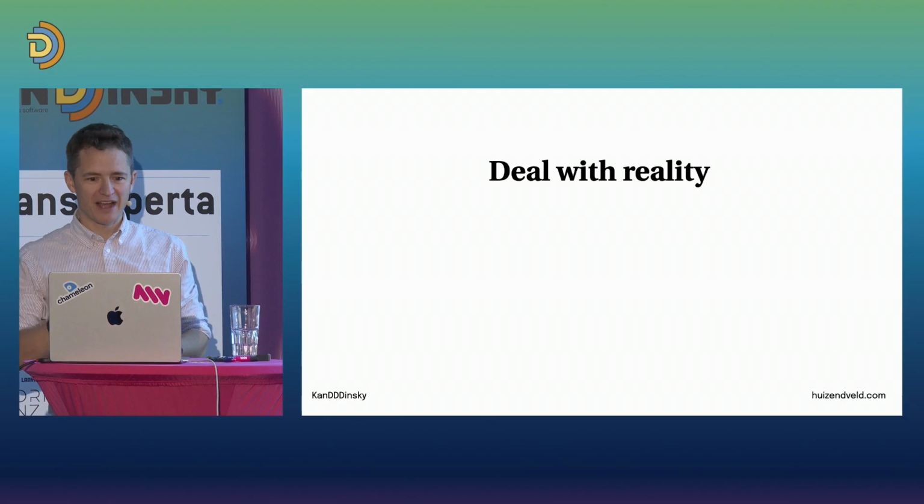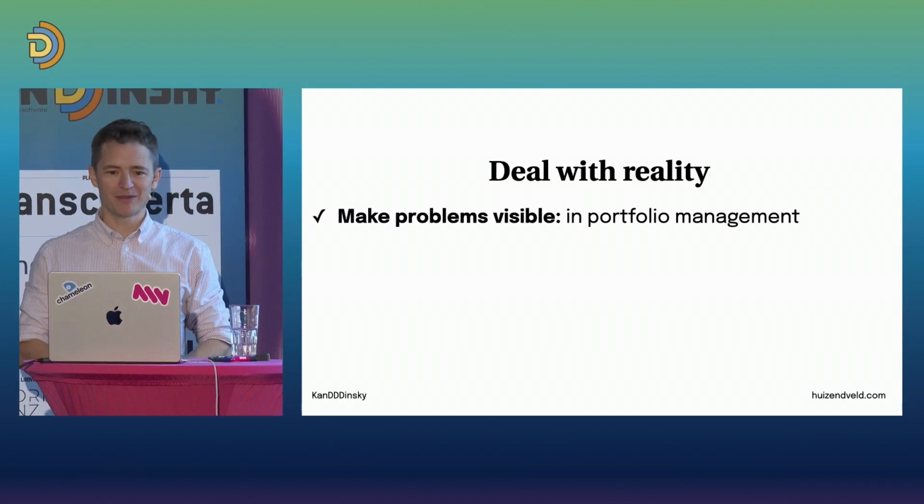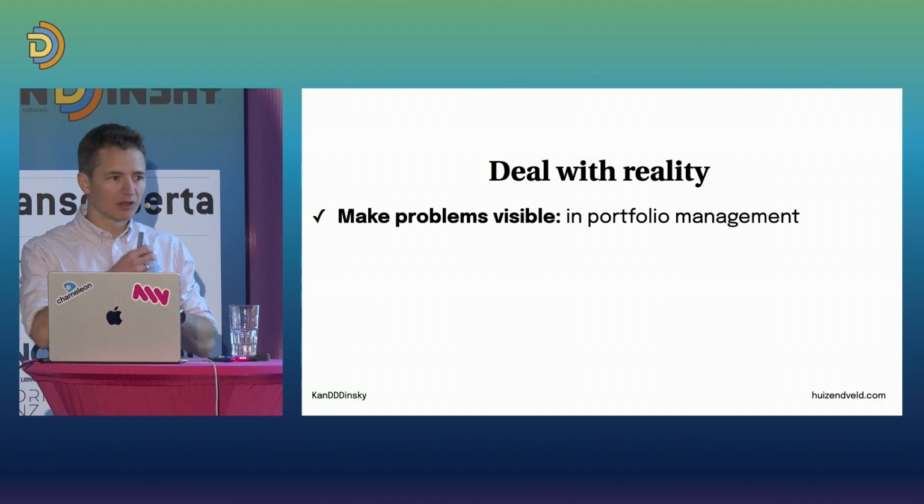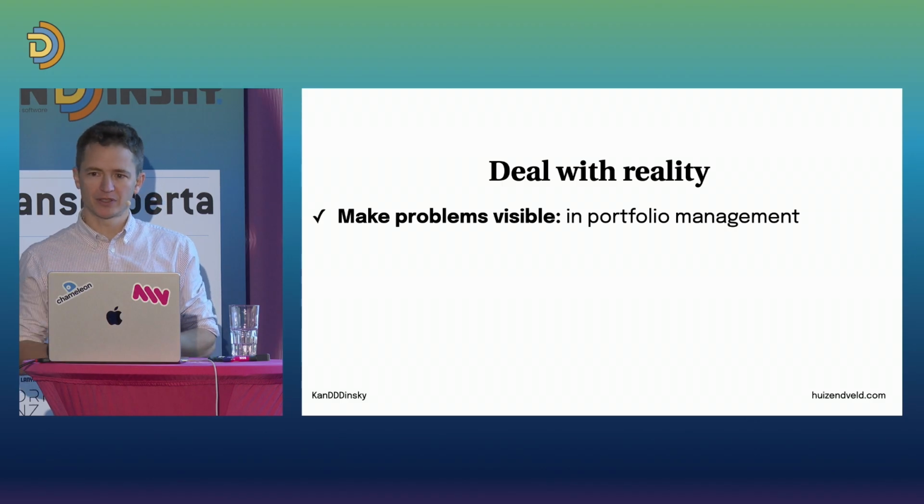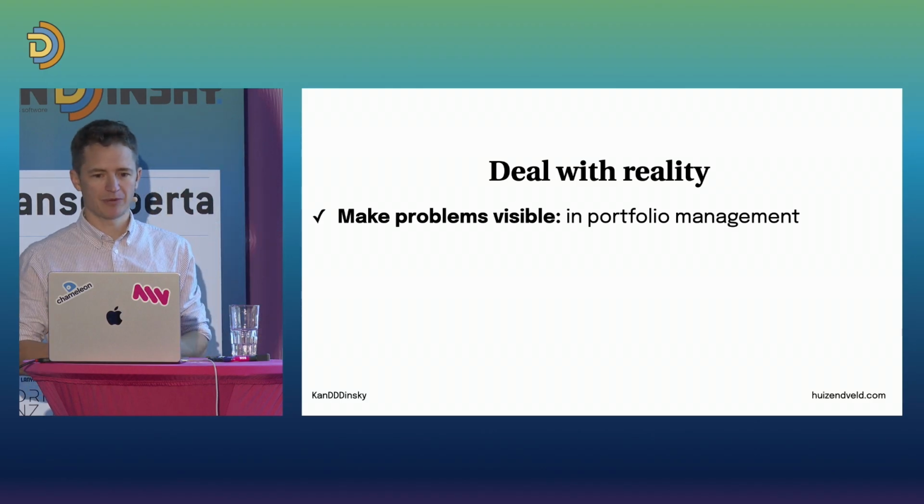So, we have to deal with reality. We have to make problems visible in portfolio management, right? And one way to do that can be with a Wardley map, right? But obviously also through other mapping techniques, but my prime recommendation would be with the Wardley map.